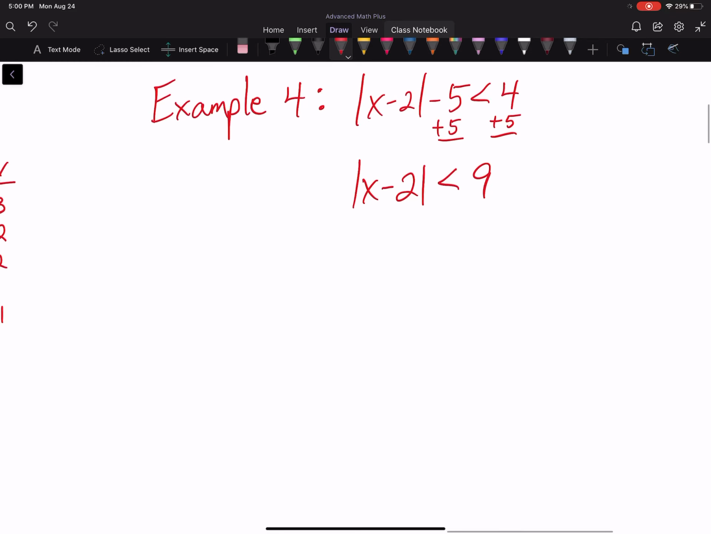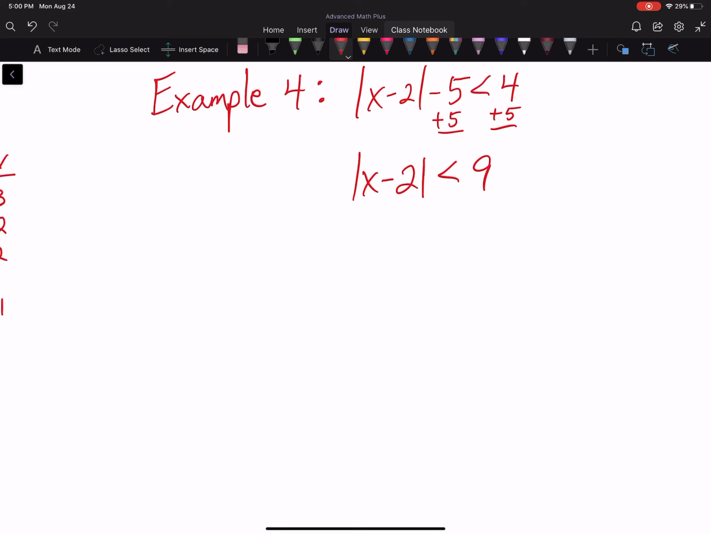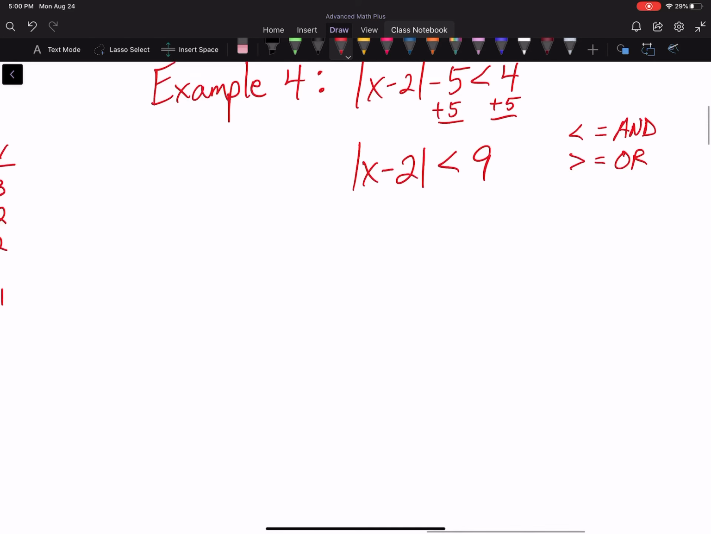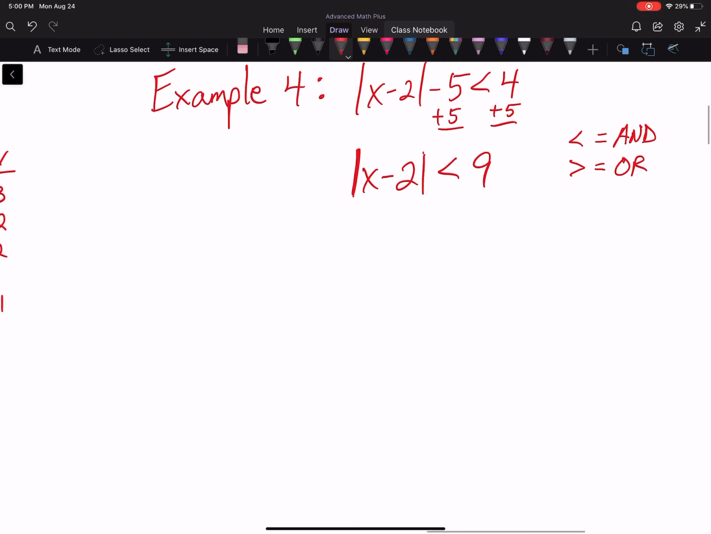And now I have a little rhyme to remember. If it's less than, it's and. If it's greater than, it's or. Okay, so less than equals an and. Greater than equals an or. Okay, so you make two equations because this absolute value inside it, well, it could be 9 or it could be negative 9. So you have to make two equations.